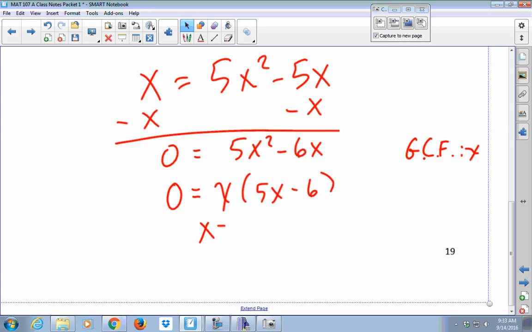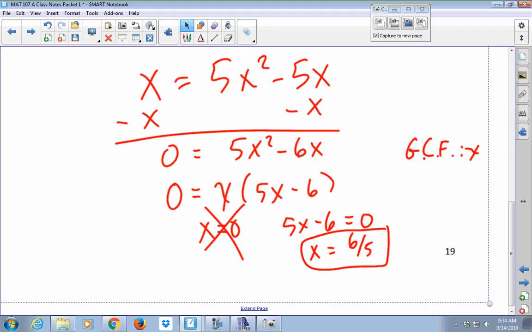Your two solutions are x equals 0, but you know x can't be 0 from the very beginning, from the first step, and 5x minus 6 equals 0. So when you solve that, you get x equals 6/5. So that's your answer. For MyMathLab, you do little curly Q's and you put 6/5 in. 6/5, so 1 1/5. I think MyMathLab wants it as an improper fraction.